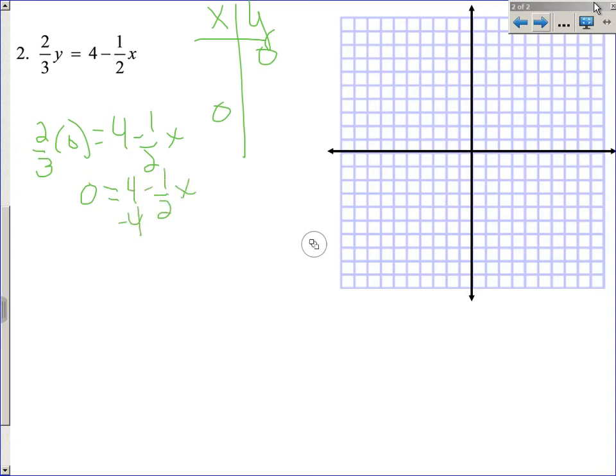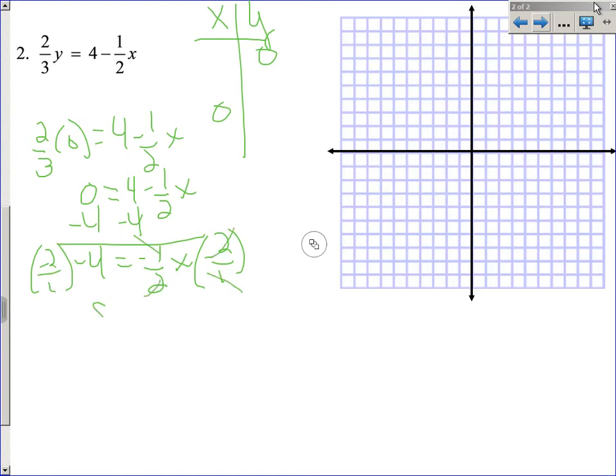I'm going to move my constant over. Negative 4 equals negative 1/2 x. Multiply by the reciprocal. These cancel, cancel, cancel, cancel, and I get 8 equals x. Excuse me. So now I'm going to go ahead and repeat for when x is 0.